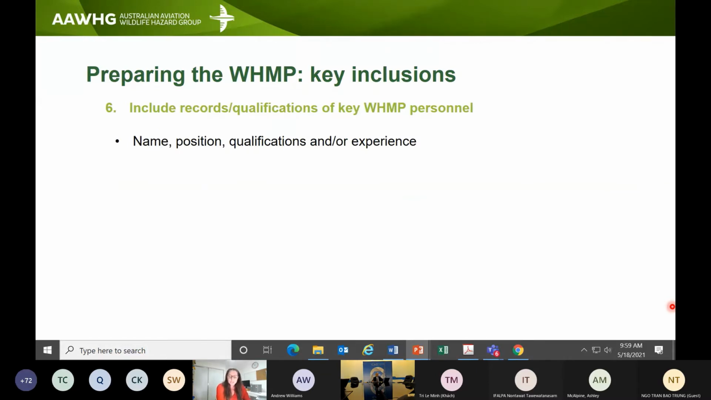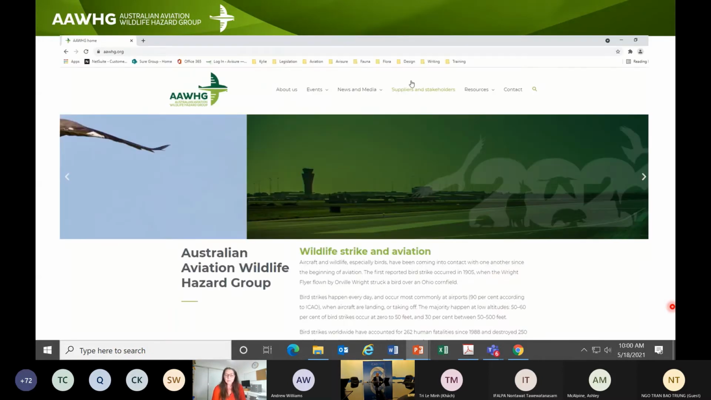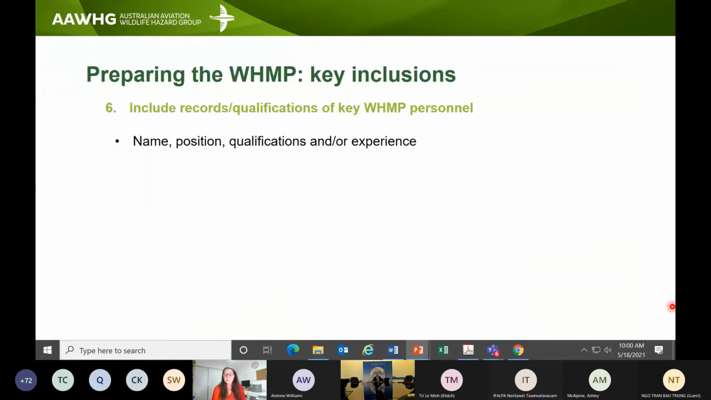Another inclusion in the WHMP is a detailed understanding and list of who is actually implementing that particular management plan, in terms of what their qualifications are and how they are responsible for implementing elements of that WHMP. This can take the form of a very simple table of the name, the position, the qualifications, and/or experience of those particular personnel.